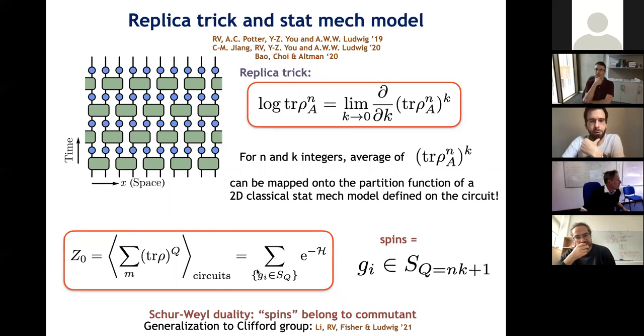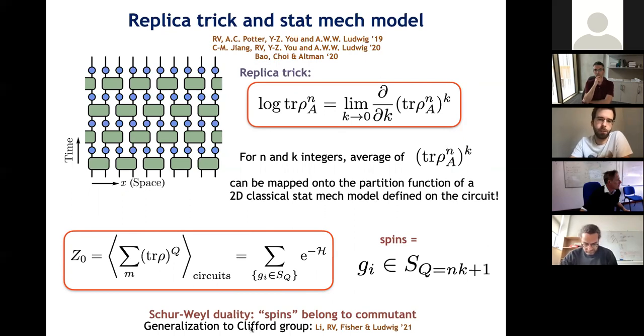So the reason you have permutations is related to the so-called Schur-Weil duality in math. You have unitary gates, and the reason you have permutations is because of this math result. Formally, the degrees of freedom of the StatMech model become the so-called commutants of whatever group you have. So there's a general math formalism, and we know how to construct the StatMech models quite generally.